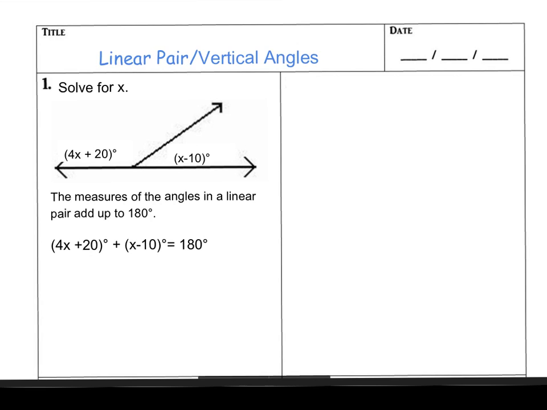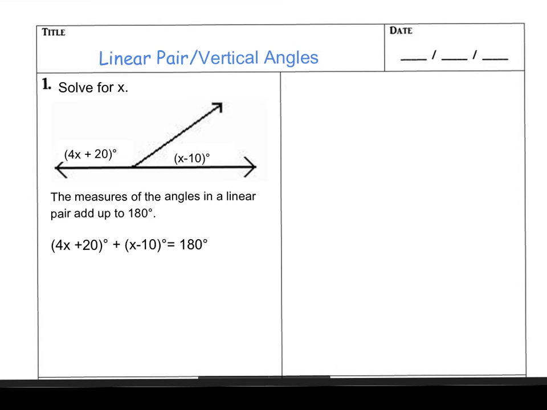To begin solving for x, we're going to set up our equation. I have that this angle is equal to this expression right here, 4x plus 20. And the second angle is equal to this expression right here, x minus 10. And we're going to set that equal to 180 degrees. Okay, let's go ahead and continue solving.